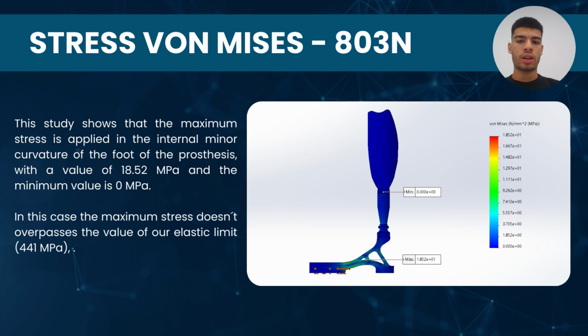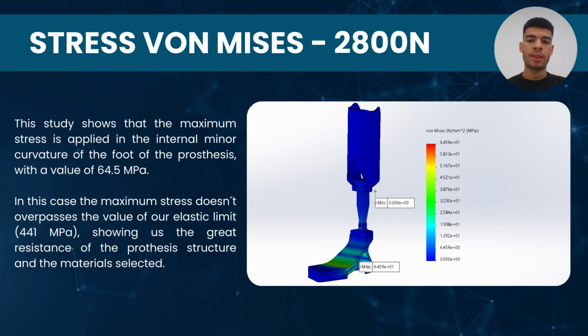The von Mises stress study shows the amount of stress applied to the prosthesis. This study is very important because we can identify if our design will suffer deformation when the value obtained is higher than the elastic limit. When 803 newtons are applied, we obtain that the maximum value is 18.5 megapascals, located in the foot, which is lower than the carbon fiber elastic limit. For an applied force of 2800 newtons, the stress measured is 64.5 megapascals, concluding that the prosthesis structure and material selected are appropriate.